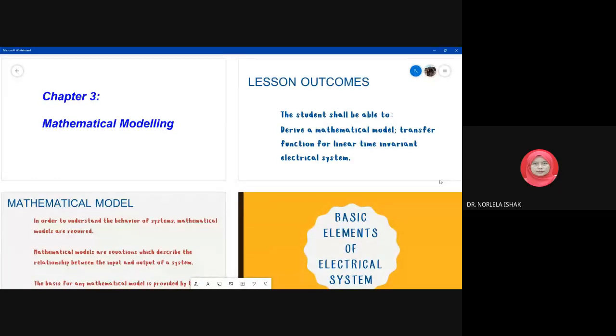Okay, so now we go through our new chapter, mathematical modeling. From the lesson outcomes, students should be able to derive a mathematical model in terms of transfer function. You also have to define the transfer function, but you have to use the block diagram reduction technique to define the transfer function.